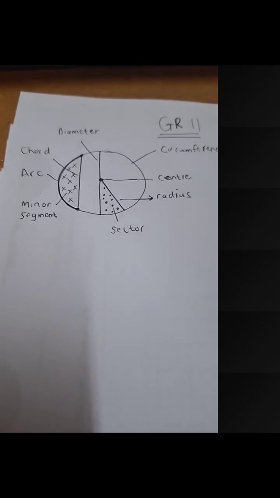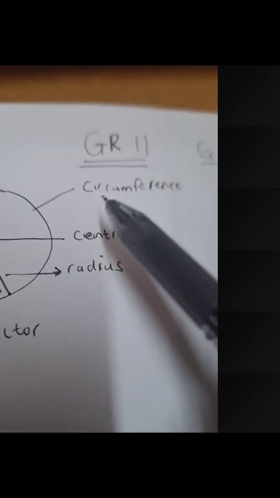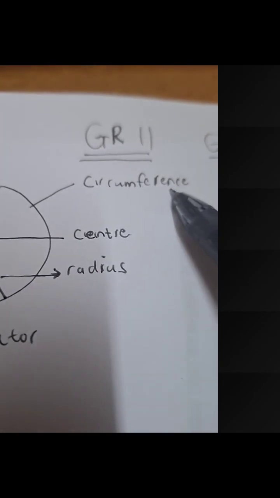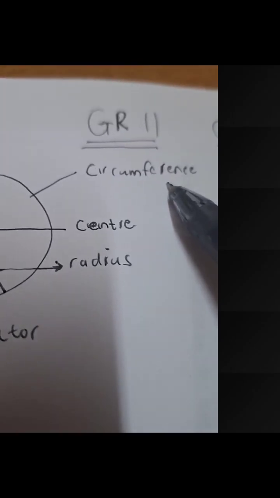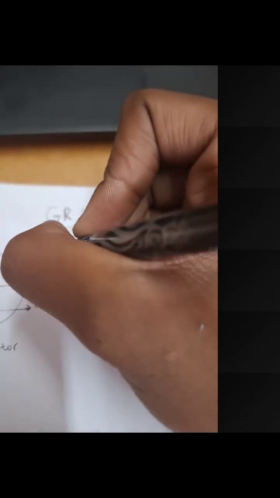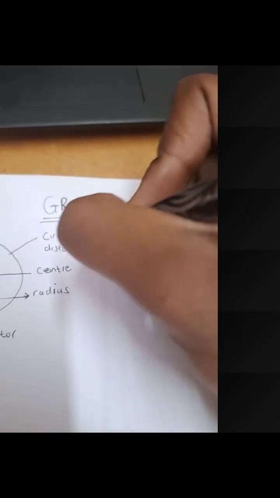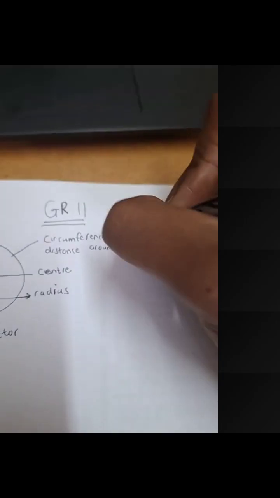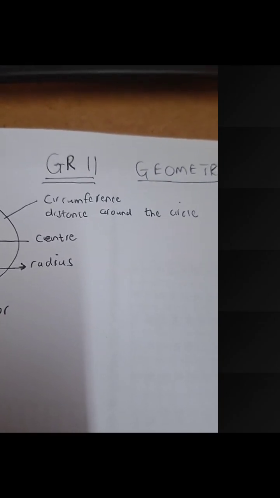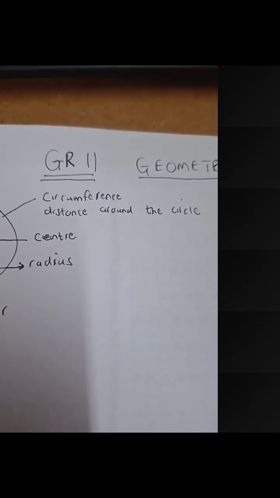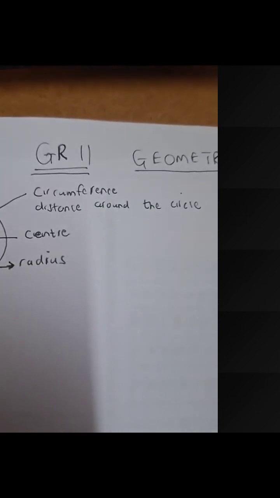So I hope everybody now knows and can tell me what the circumference of a circle is. The circumference of a circle is simply the distance around the circle. Aisha, you can ask a question about the segment. So the distance around the circle, that's your circumference.